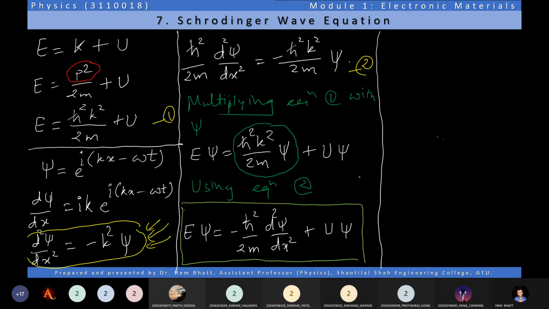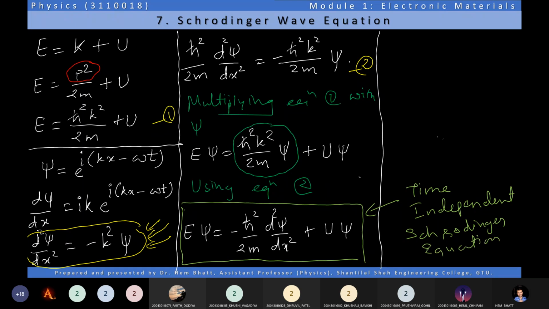Okay, and as we are not considering time here, this is called time independent. What is this? Time independent Schrodinger equation. If t appears anywhere, it is called time dependent. This is the time independent Schrodinger equation.